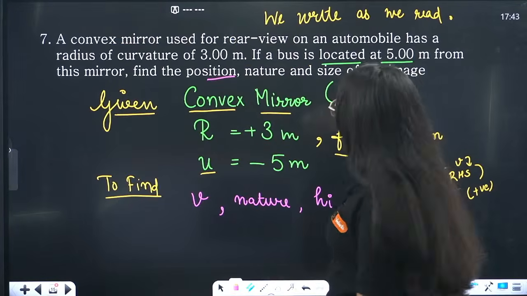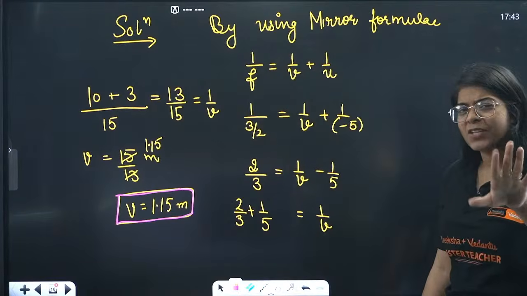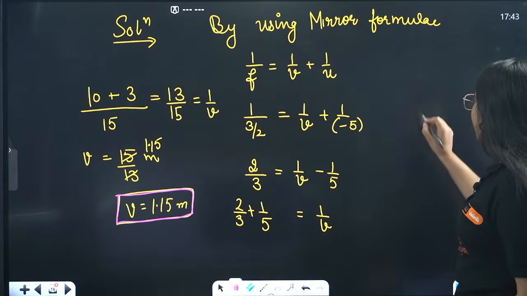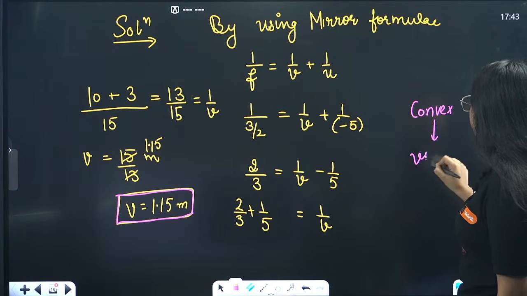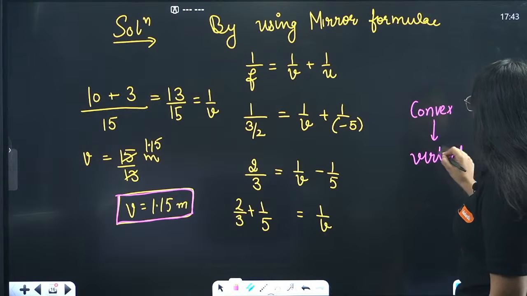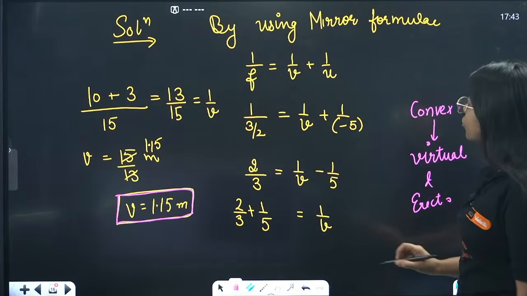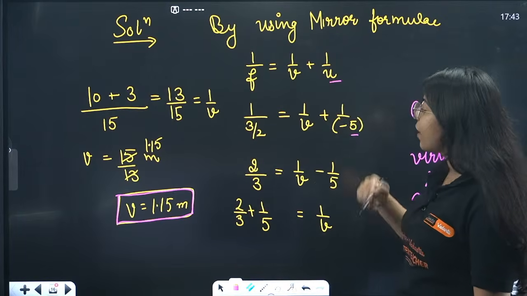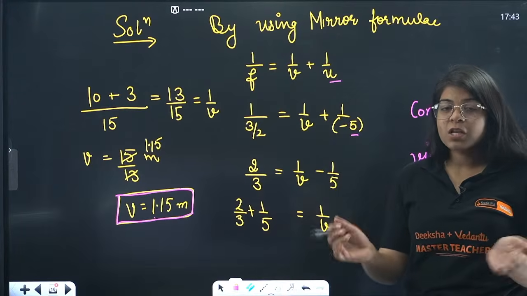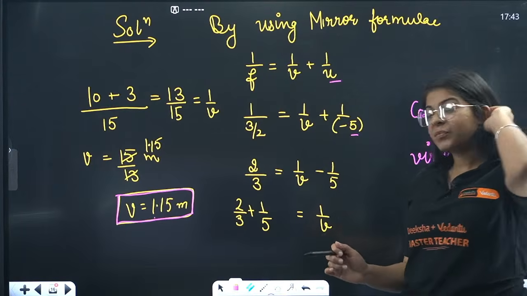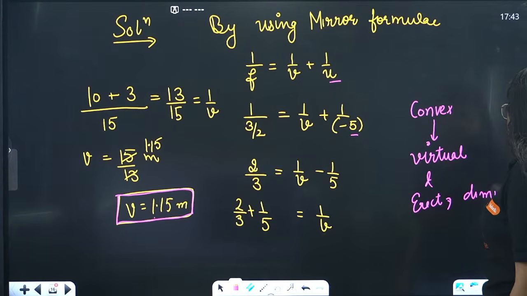Done? Now what is the nature of image? Simply, you know it's a convex mirror. So you know that for convex mirror, the nature of image will simply be virtual and erect. And it is diminished. So remember, u is -5 meters. V is 1.15. So it is closer to the mirror, right? Now we know that it is already diminished, right?